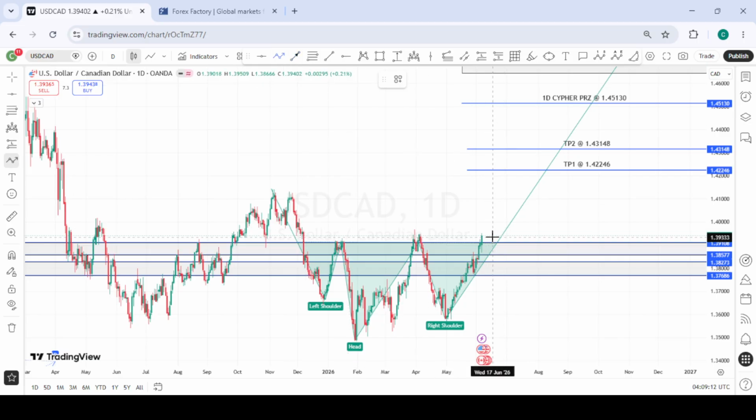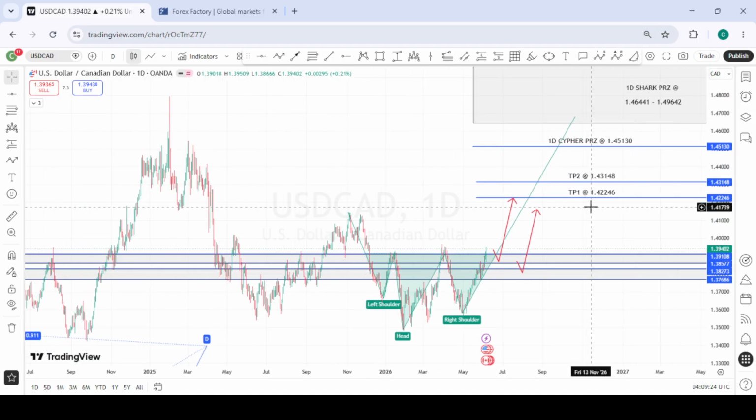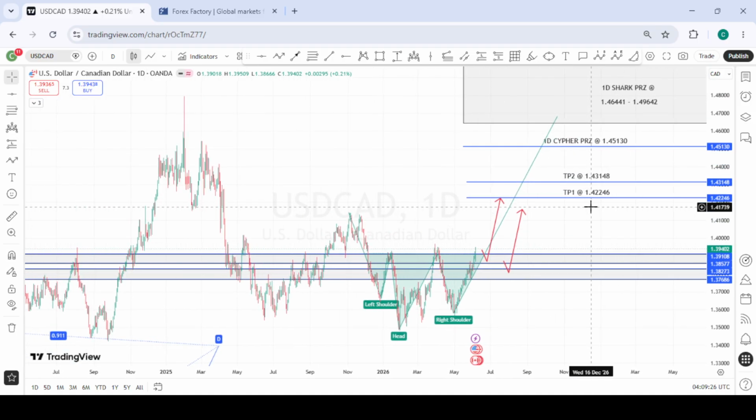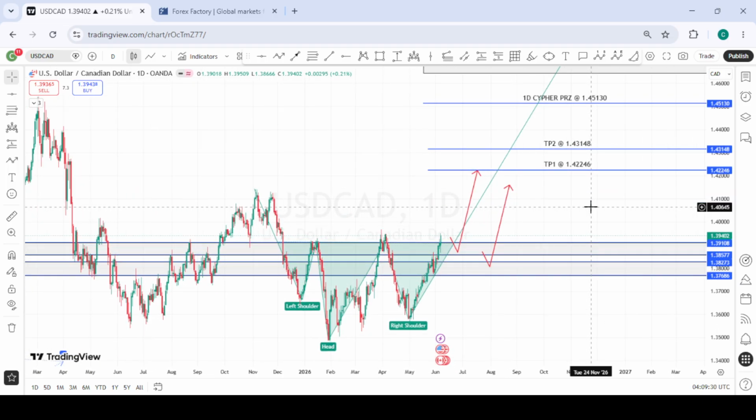Should price pull back to this first area of interest here, look for buying opportunities to the upside. Should it pull back to the second area of interest below, we'll still be interested in taking the buys from there to the upside. So we are looking forward to this possible cipher or shark pattern on USDCAD for the coming week or weeks ahead of us.